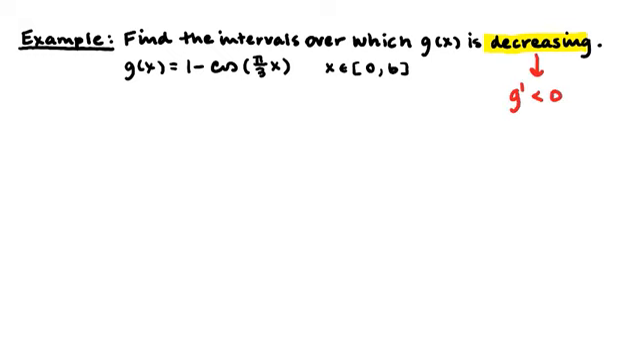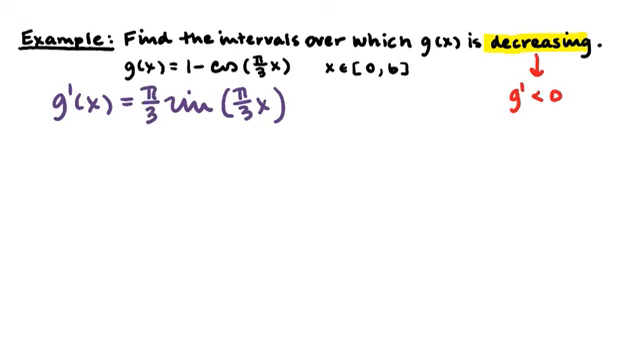Wonderful. Now I'm going to go over here and take g prime. g prime of x: the derivative of 1 is 0. The derivative of negative cosine would be positive sine. Leave the inside the same, and then multiply by the derivative of the inside. Now I'm interested in where this is positive and negative over the interval 0 to 6.